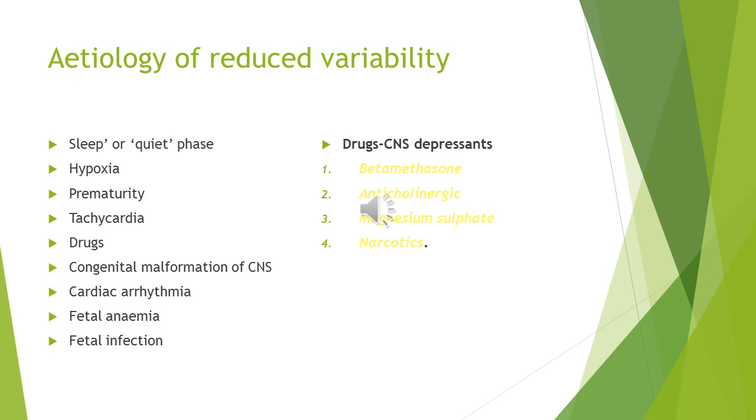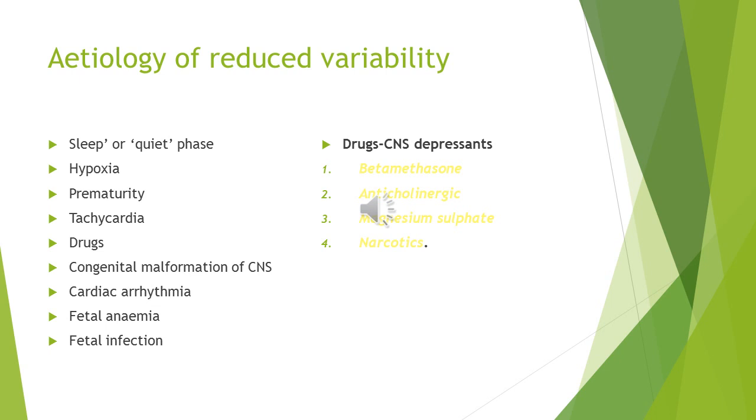Hypoxia, prematurity, tachycardia, drugs, especially betamethasone, anticholinergics, magnesium sulfate, and narcotics. That's why, in most women who receive steroids for threatened preterm labor, if you look at the CTG, you will find reduced variability. Here you know the reason. You know it will cause reduced variability for a certain time, so you don't need to act now, but you need to observe. And again, in labor, the most common drug we use is pethidine, and once we give the pethidine, the fetal heart rate starts to show reduced variability. Again, you know the reason, you know the baby is okay, so you don't need to act now, but you need to keep observing.